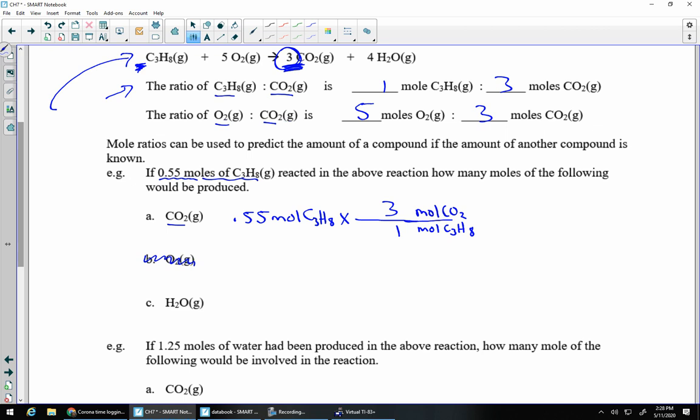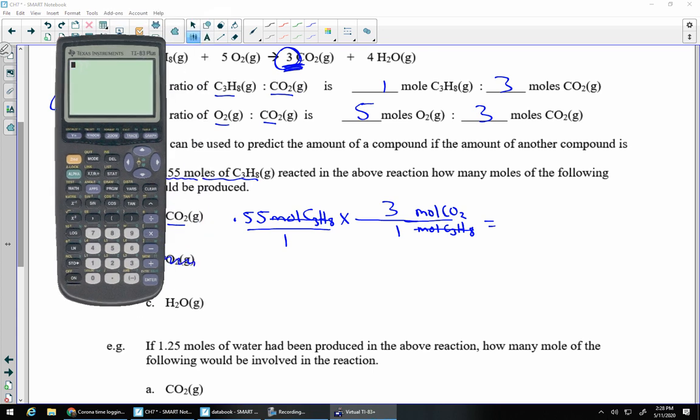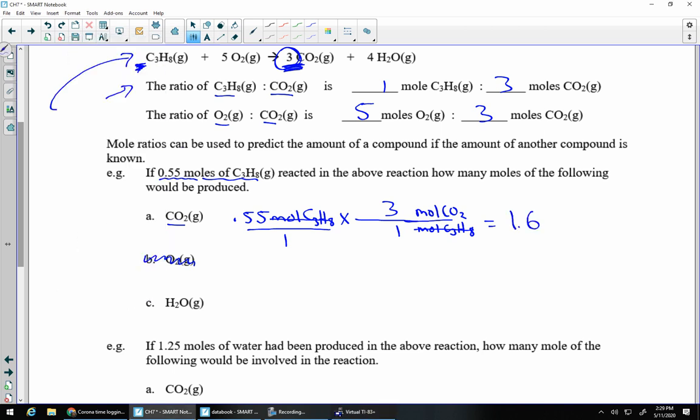Now look what happens with my units. Things on top cancel with things on bottom. If you want to put this over a placeholder, that's fine. We can plug this into our calculators: 0.55 times 3. Do we really need to divide it by 1? Not really. So that is 1.65 moles of carbon dioxide, CO2. Nice.